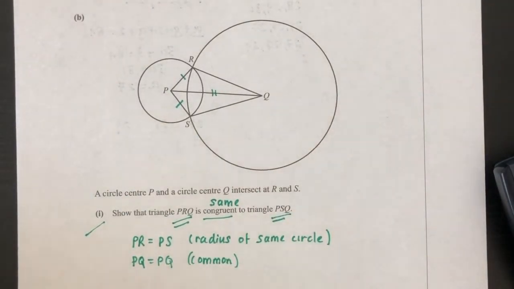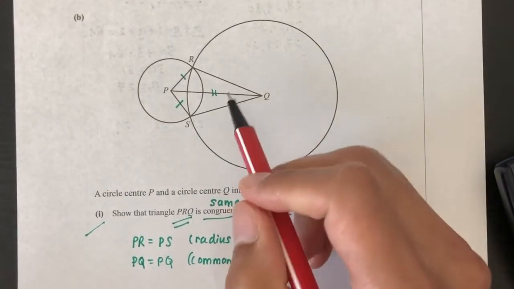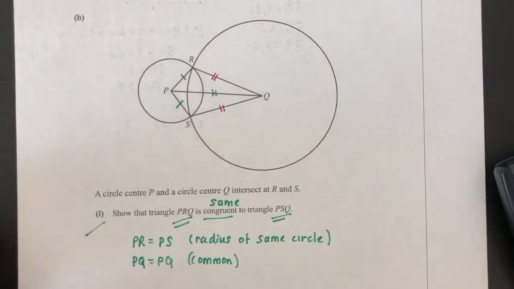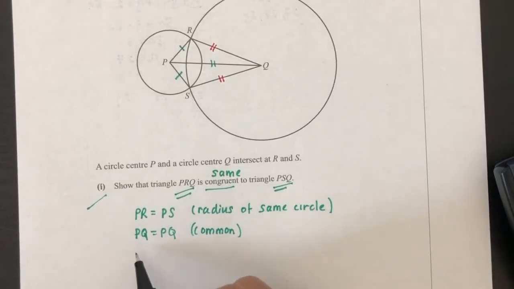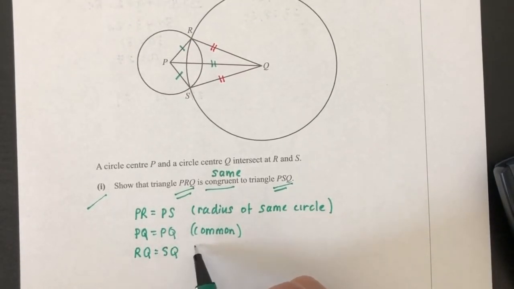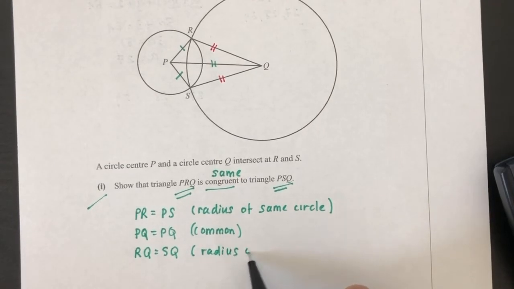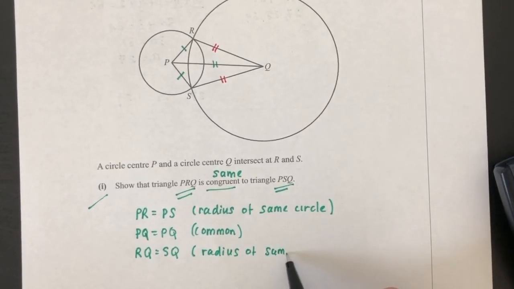Let's use a different color. So this one will be the same as well. You can just write RQ is equal to SQ because they are the same radius of the circle as well. So radius of the same circle, center Q.